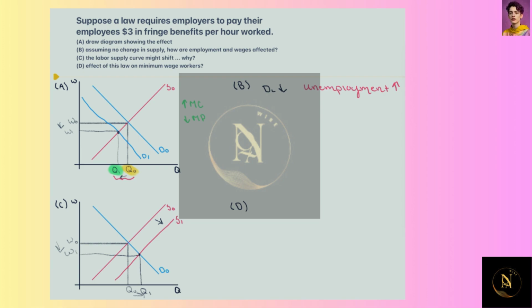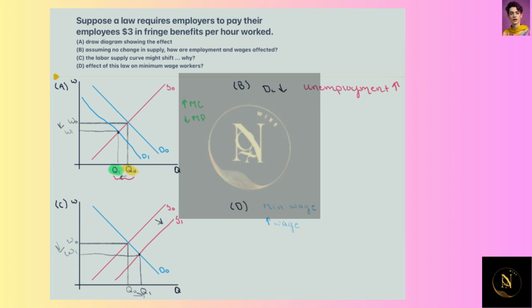Now, part D here, taking a look at minimum wage workers, we want to know how does this new imposition of these fringe benefits, this new law, affect typical minimum wage workers? Well, the imposition of a minimum wage law typically leads to an increase in the wage rate. So right now we're working with a typical minimum wage law. What happens is we see an increase in wages that's typically going to be above that equilibrium wage.